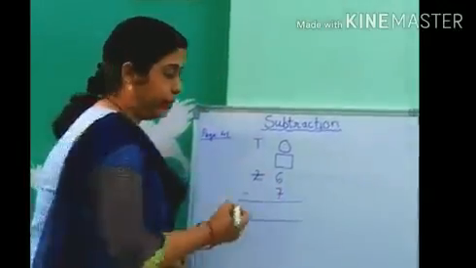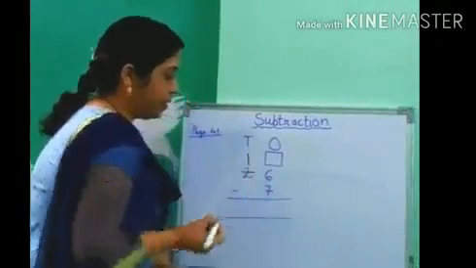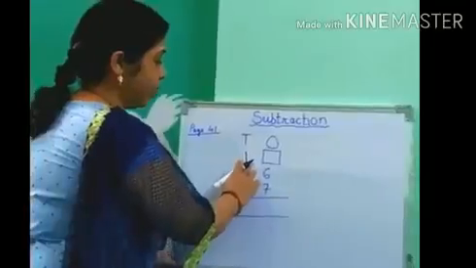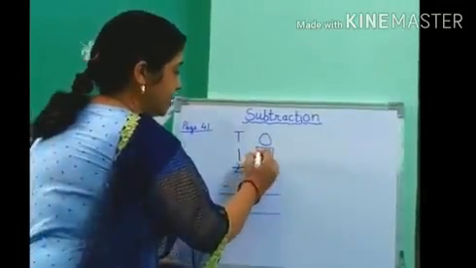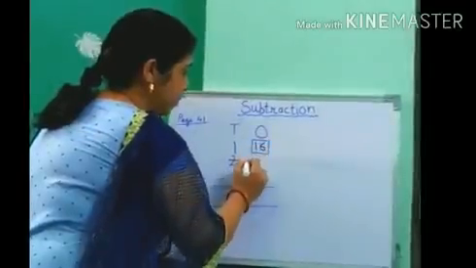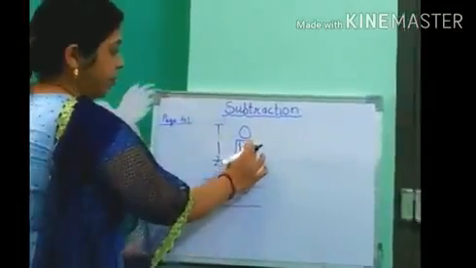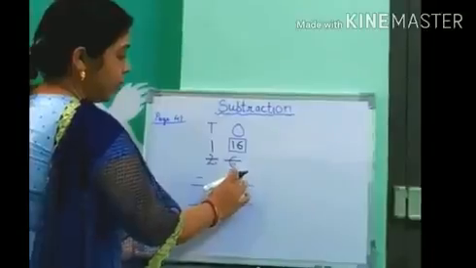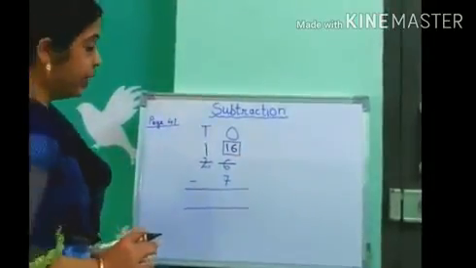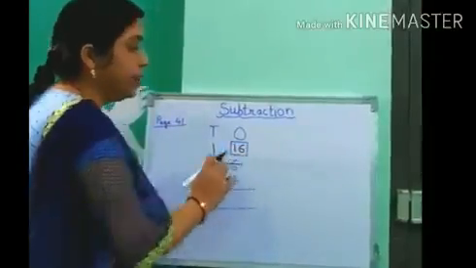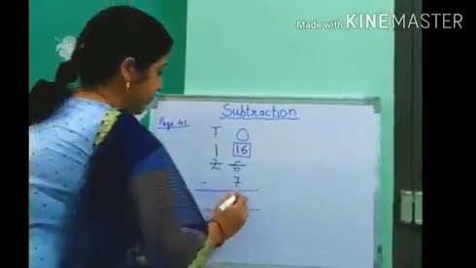So this 2 tens will now become 1 tens. So 1 tens I have borrowed from here, and 10 plus 6 becomes 16. We are going to cross this, and from 16 we are going to subtract 7. Okay, so 16 minus 7 becomes 9.